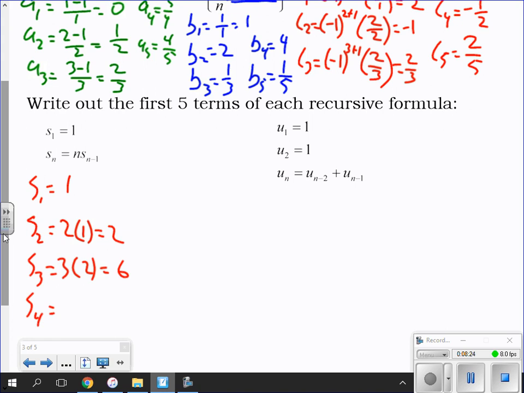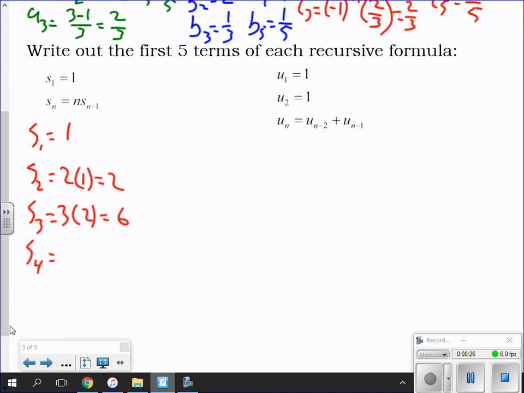S sub 4 is 4 times 6, because I take n times the one before. 4 times 6 is 24. So the fifth term, S sub 5, is 5 times 24, or 120. These are explicit, these are recursive formulas. I can't find one unless I know the one before it, because this is the term before. I have to know the term before.